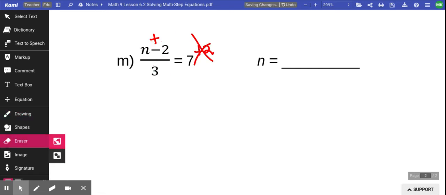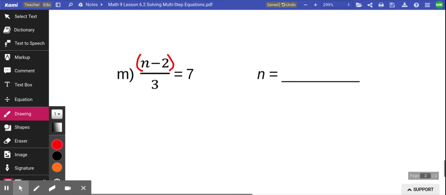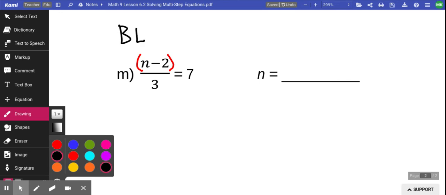The reason you can't do that is because that -2 is stuck in the numerator, almost as if there are invisible brackets around it. If we think of doing BEDMAS in reverse, the last thing we would get rid of is something that's in the brackets with our n. So we actually have to get rid of the divide by 3 first. I'll do that in blue. By getting rid of the divide by 3, that leaves the n minus 2, the numerator, by itself, and then I can deal with that numerator.